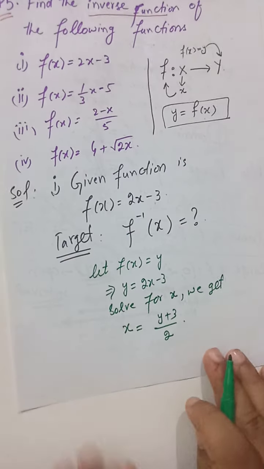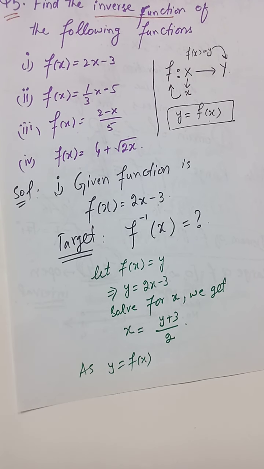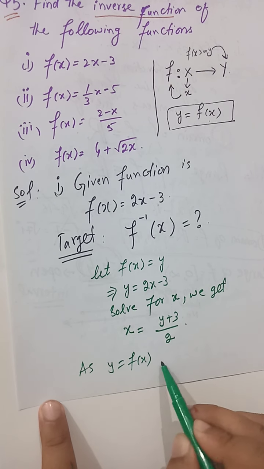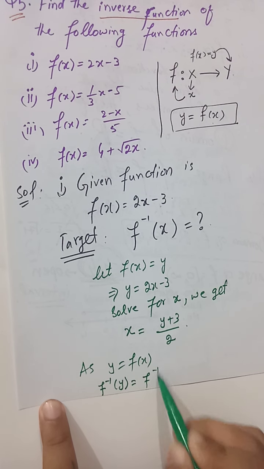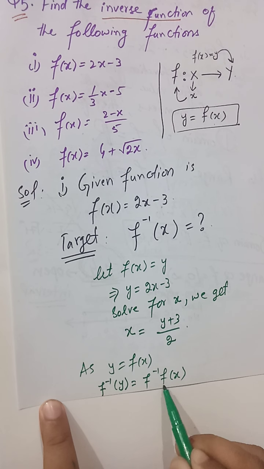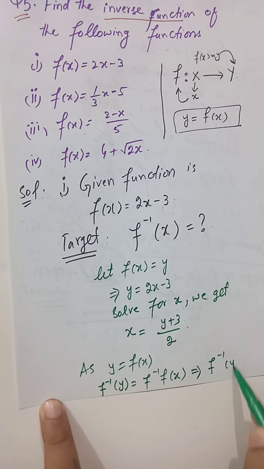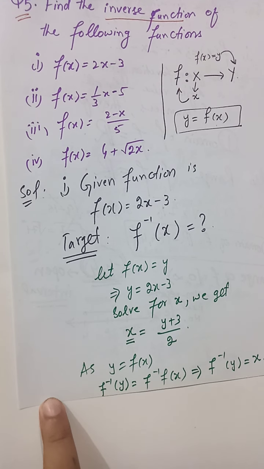Now, as y is equal to f of x, and you know that the inverse of this function is denoted by f to the power minus 1, I multiply f inverse on both sides. So this is f inverse f of x. These are inverses of each other, so from here you will get identity. This implies that f inverse of y is equal to x. So replace this x by f inverse of y.